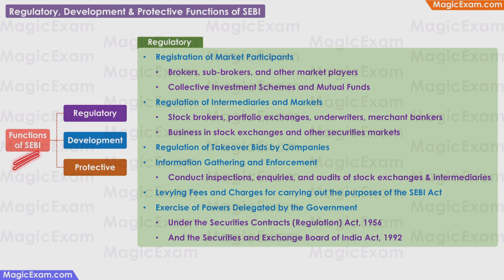What are the primary functions of SEBI? There are three primary functions: regulatory, development, and protective. Let us start with the regulatory functions of SEBI. Registration of market participants. Here, SEBI makes sure that everyone who is part of the market is registered. This includes brokers, sub-brokers, and other players in the securities market, and also collective investment schemes and mutual funds. Basically, if you want to be involved in the securities market in India, you need SEBI's approval.